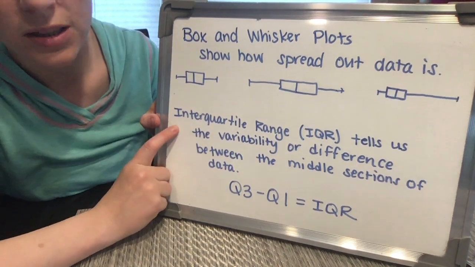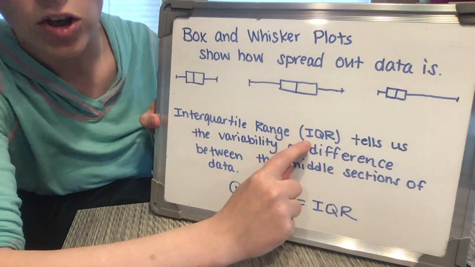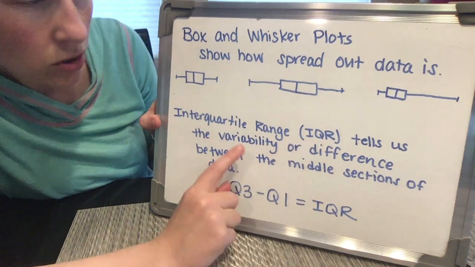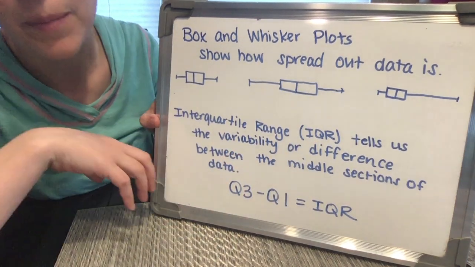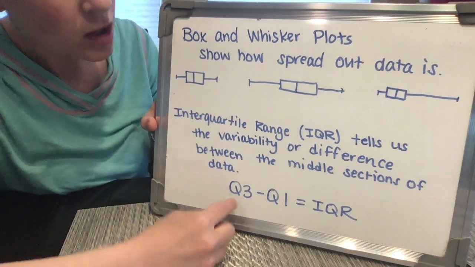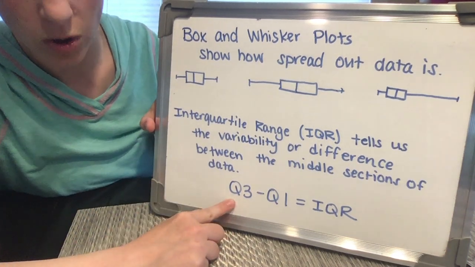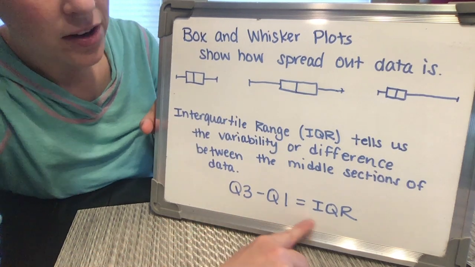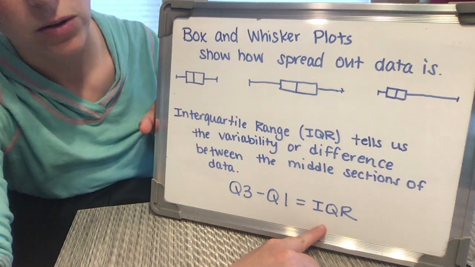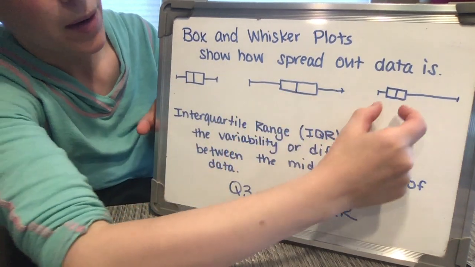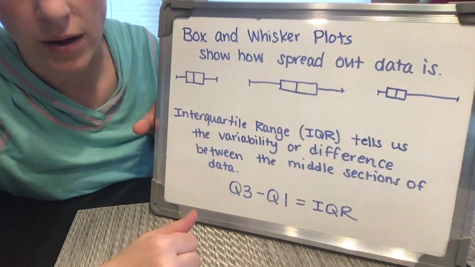We're also going to learn today about interquartile range. You might also see it represented with the letters IQR for short. And interquartile range tells us the variability, or the difference, between the middle sections of data. So what you do is you take the third quartile, which we'll learn about, and you subtract the first quartile, and then that will tell you how spread out the middle sections of data are. So these middle sections right here that make up our box, we want to know how spread out the numbers are in those.